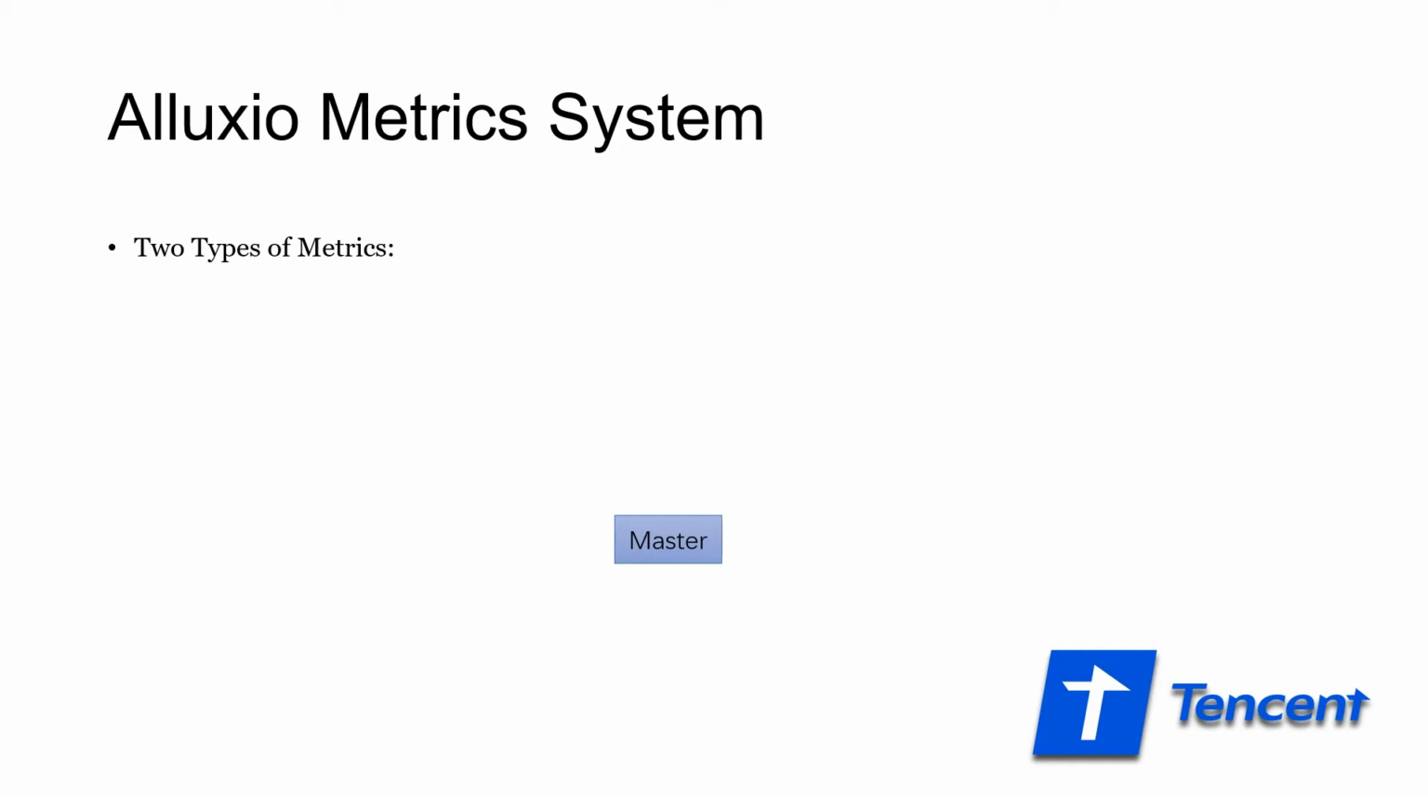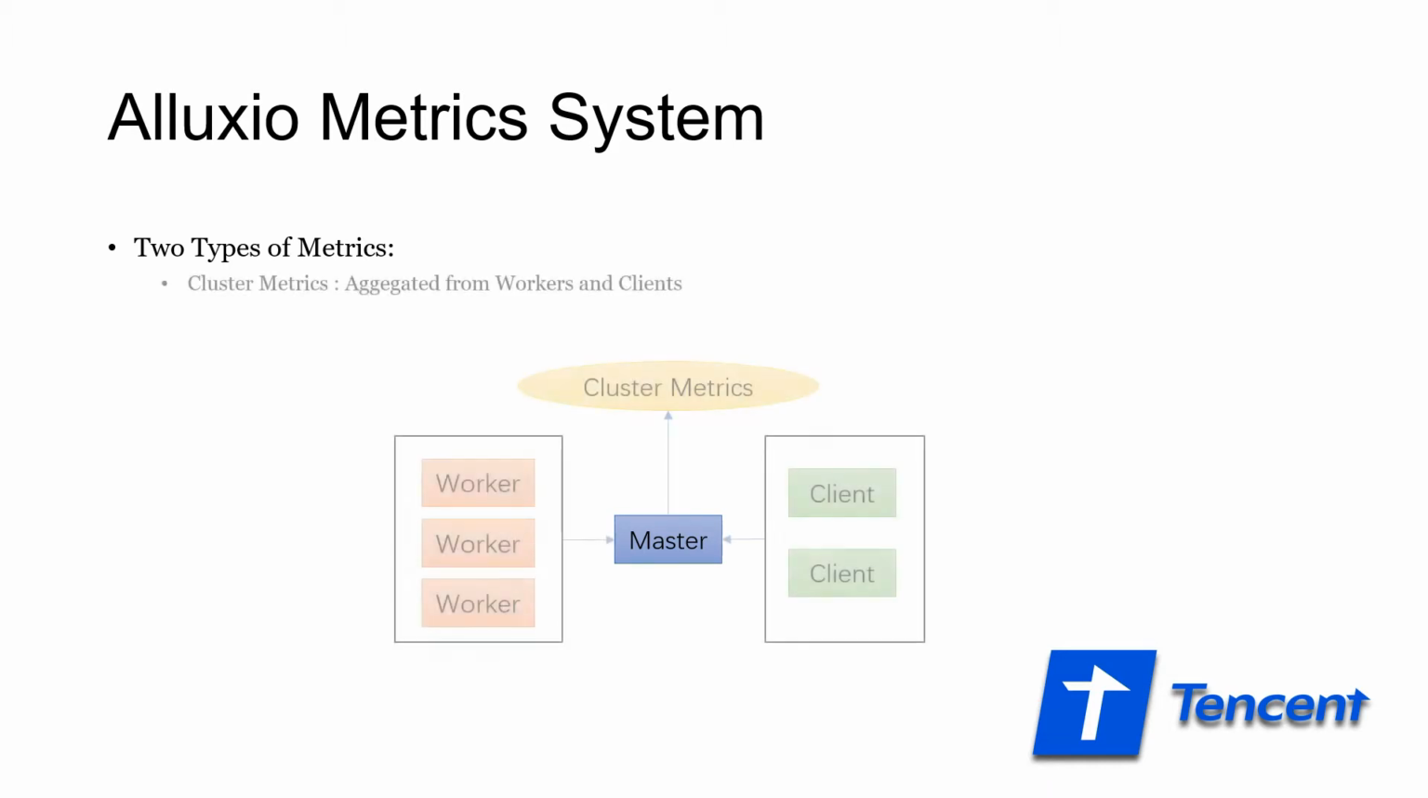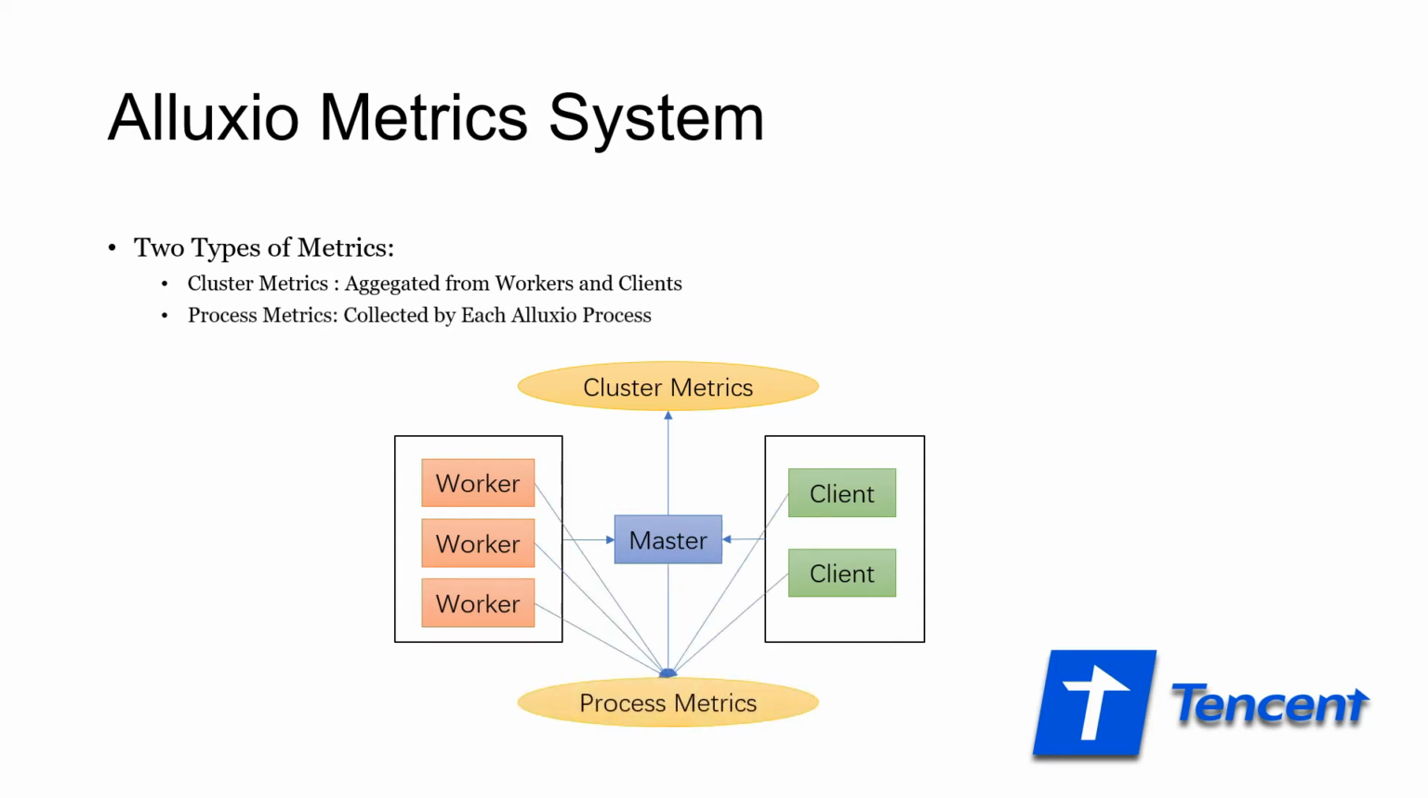There are two types of metrics. One is the cluster metrics. A cluster metric is aggregated from workers and clients, then calculated by the master. The cluster metrics provide a snapshot of the Alluxio cluster. Another type is process metrics, which are collected by each Alluxio process. So there will be master metrics, worker metrics, and client metrics.